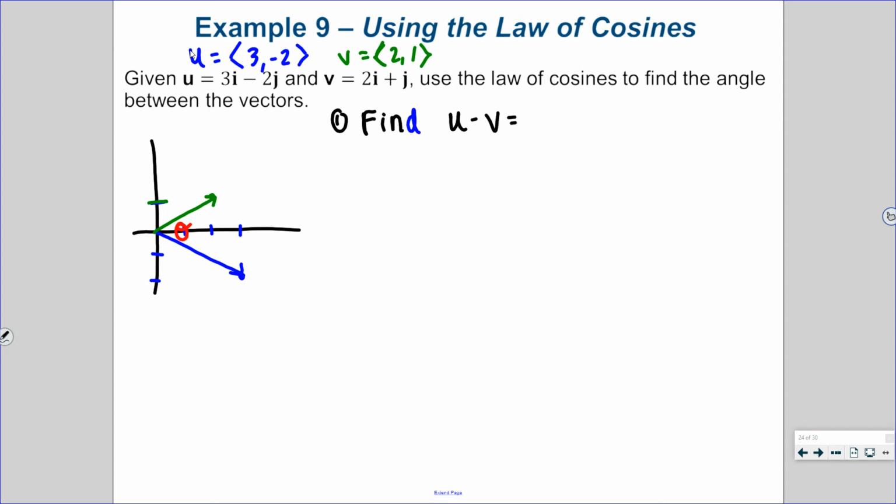We could do this by using our graph. We can also do this really easily from their component forms, right? So the horizontal component of u, 3, minus v's, 2, would be 1. The vertical component, -2 minus 1, would be -3.